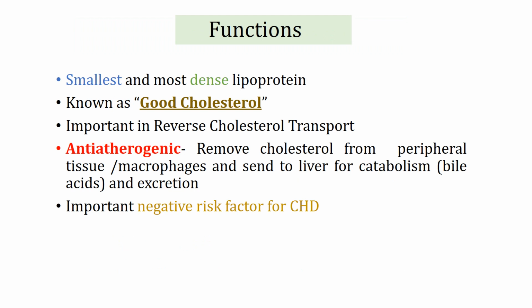To interpret the serum HDL levels, you should know the function of HDL in our body. HDL means high density lipoprotein. It is the smallest and most dense lipoprotein present in our blood. It is known as good cholesterol. It plays an important role in reverse cholesterol transport. That's why it is anti-atherogenic in nature, because it removes cholesterol from peripheral tissues and macrophages and sends it to the liver for catabolism. It can form bile acid, and it can be directly excreted.